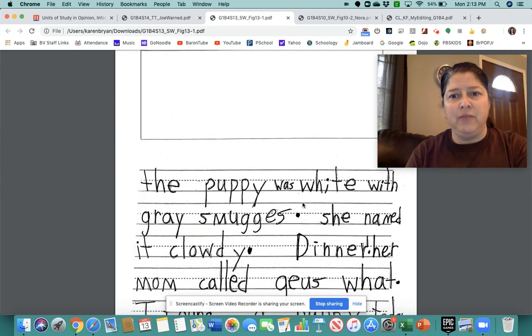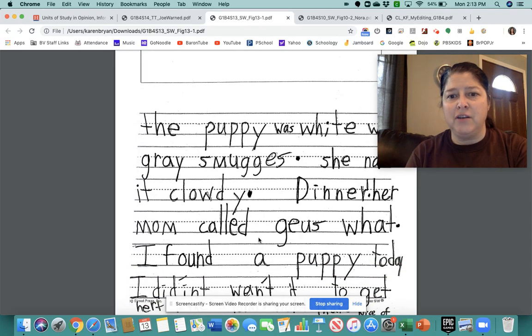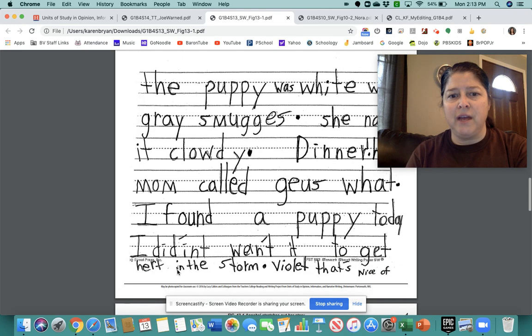The puppy was white with gray smudges. She named it Cloudy. Dinner. Did you see that? Her mom called. Guess what? I found a puppy today. I didn't want it to get hurt in the storm.